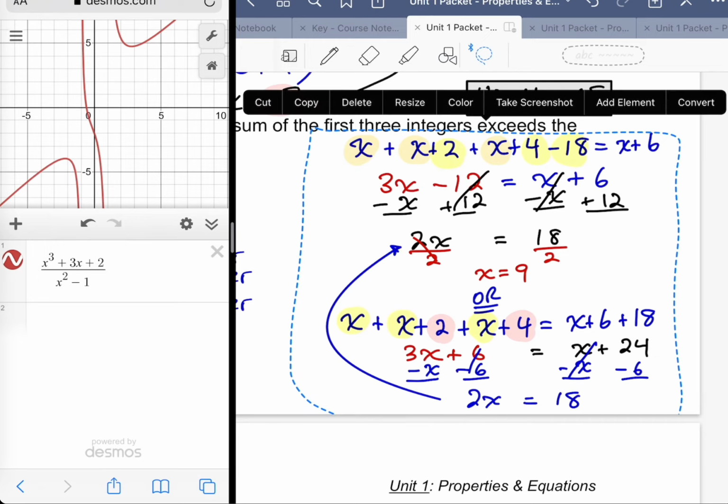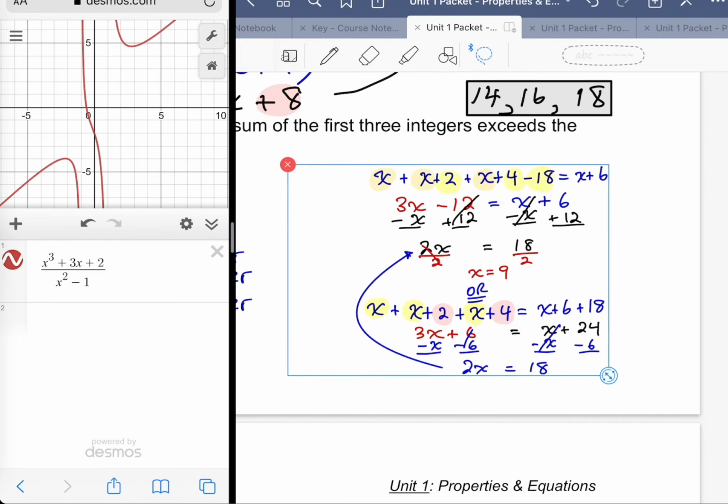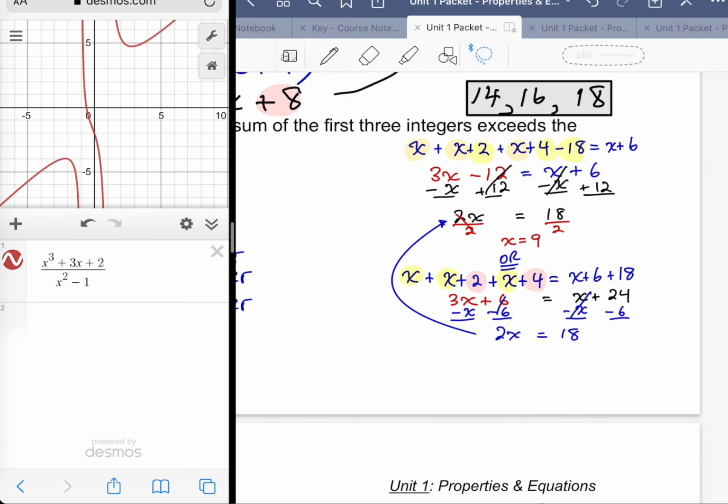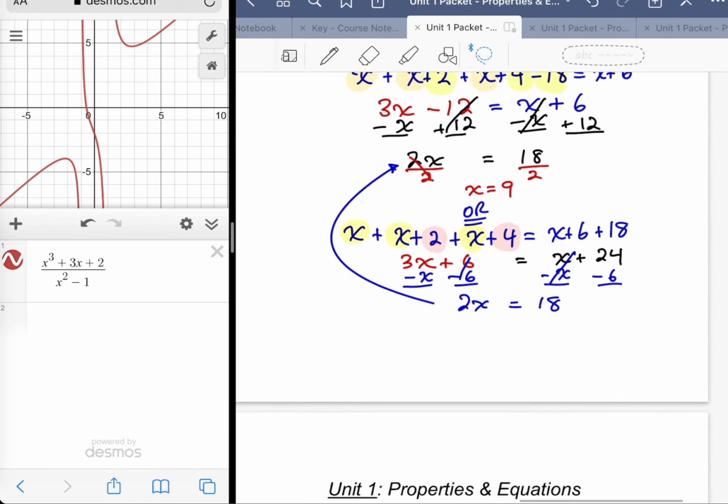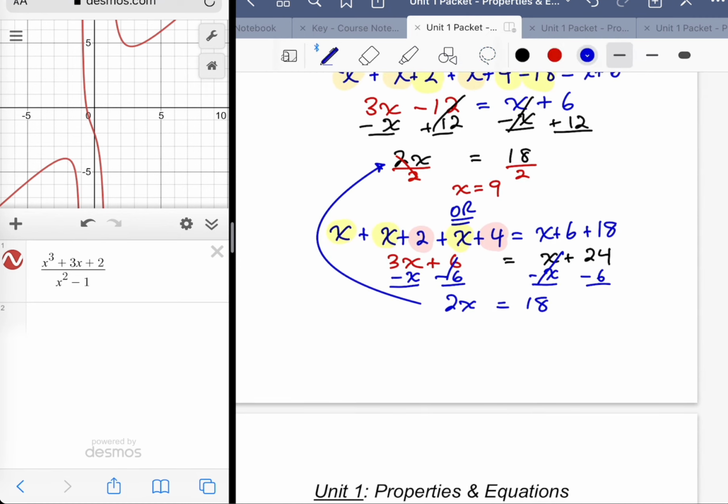Most of the time anyway. Let me reread the question. Sometimes they only want you to state the smallest or the middle one. Find 4 consecutive odd integers. We got the smallest, x equals 9. Counting off odds isn't difficult, so we would say, okay, I need 4 of them: 9, 11, 13, 15.